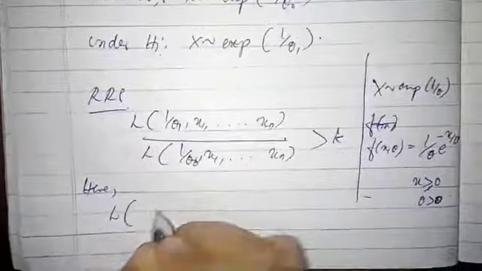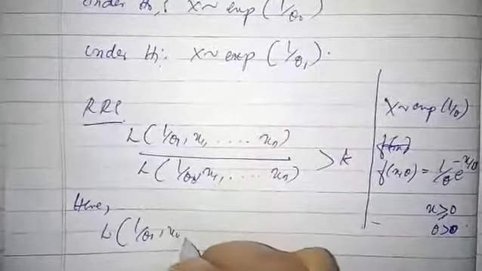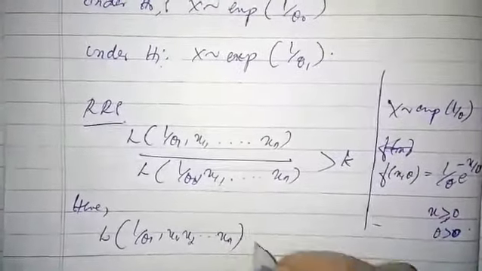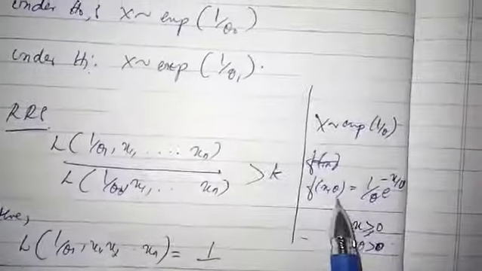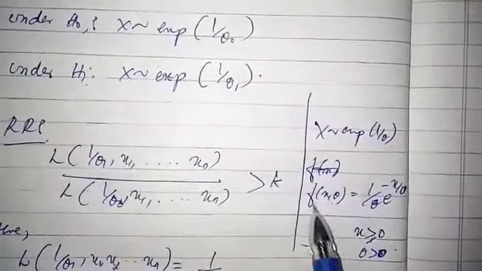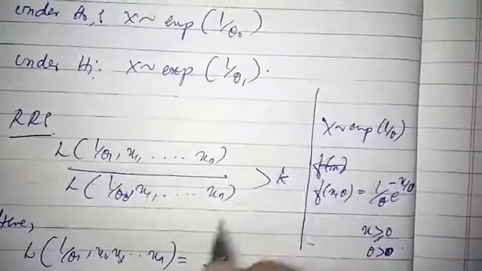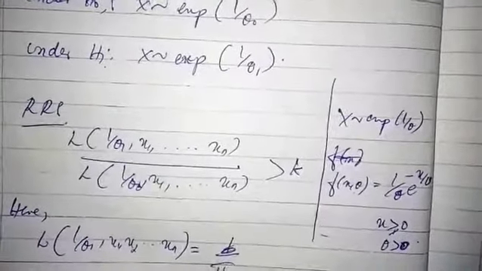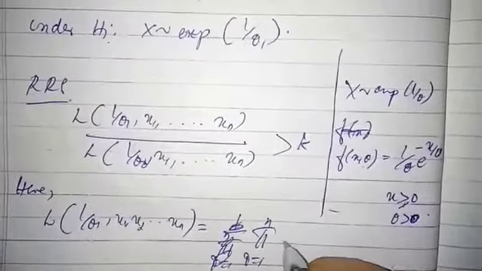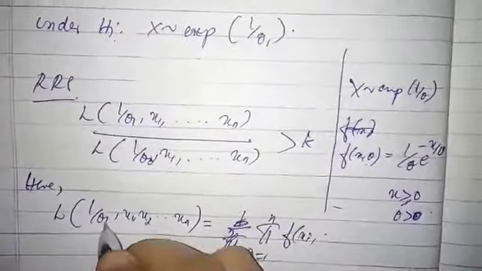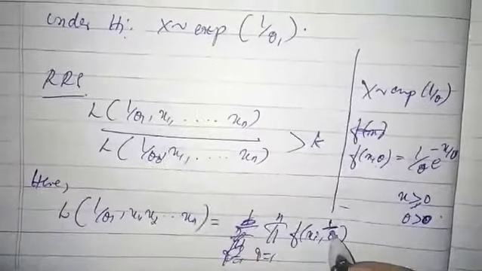Here the likelihood under H1, that is the likelihood L(θ1; x1, x2, ..., xn), equals the product of f(x, θ1), that is the product over i from 1 to n of f(xi; θ1). Here the parameter is 1 by θ1.